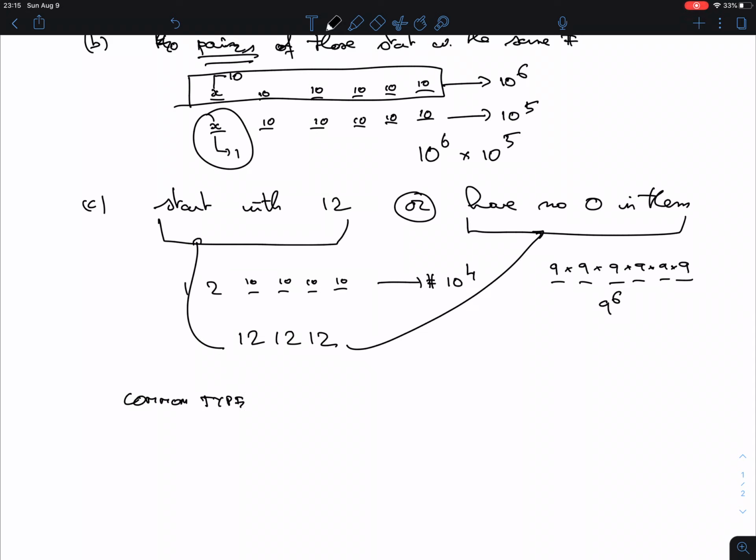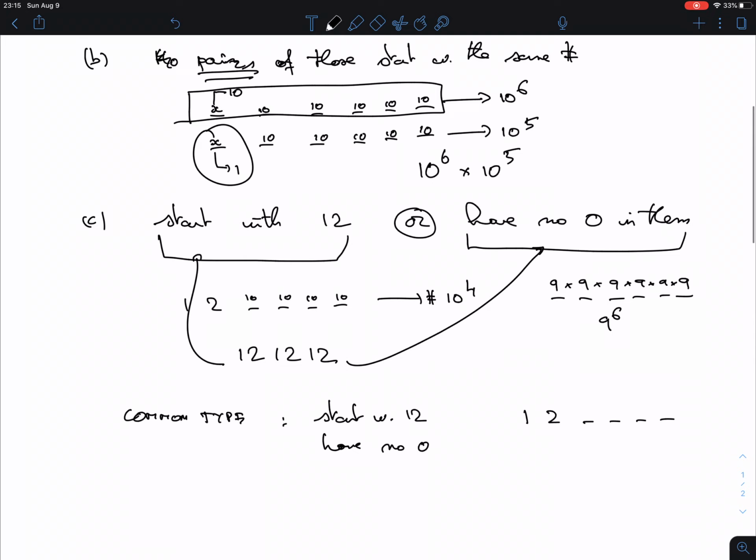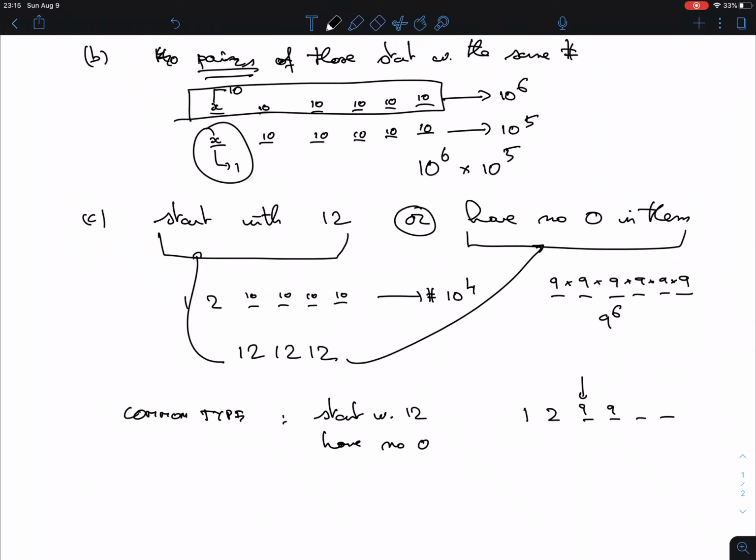So now, therefore, we have to look at the common type. Let's call it the common type. That means numbers that start with 1, 2 and have no 0 in them. So how does such a number look like? 1, 2, and then 1, 2, 3, 4. Now, how many choices do I have for the first digit? Well, I can choose whatever I want. The only restriction is I cannot choose 0. So I have 9 choices here, 9, 9, and 9. So this is 9 to the 4th. Okay, that's the number here.